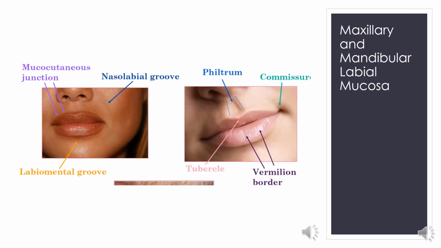In this slide, you can see the lips, which consist of the vermilion border, the vermilion zone, the commissures, the philtrum, the tubercle, and underneath the lower lip, you can see the labial mental groove.